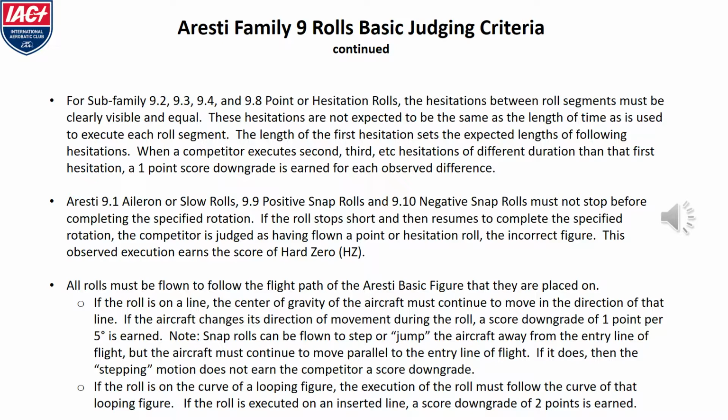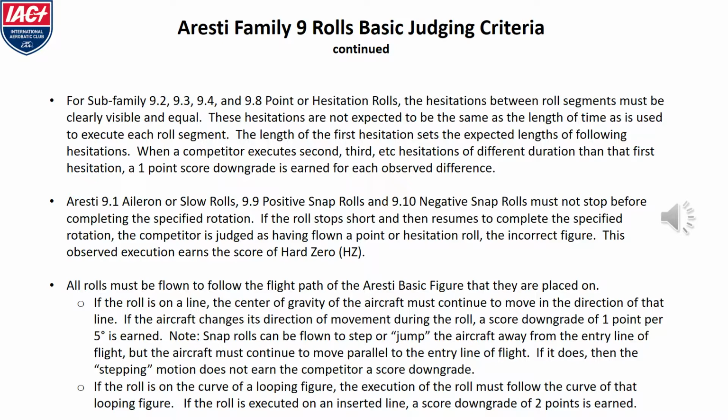9.1 aileron or slow rolls, 9.9 snap rolls, and 9.10 negative snap rolls must not stop before completing the specified rotation. If the roll stops and then resumes to complete the specified rotation, the competitor is judged as having flown a point or hesitation roll, which earns them a hard zero.